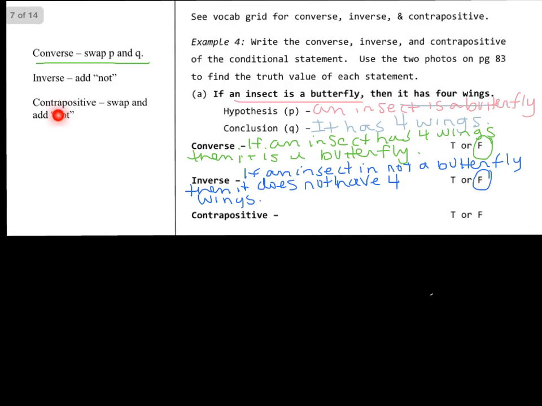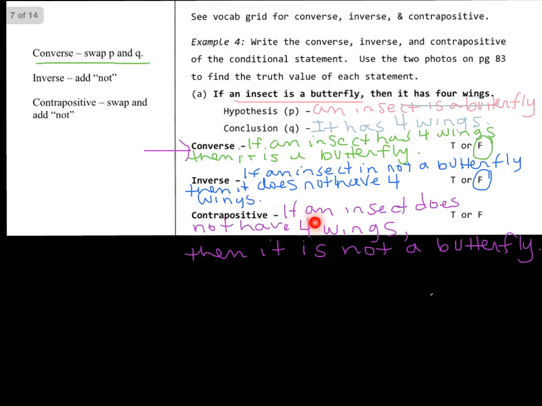Now, the last one, to write your contrapositive, you're going to swap P and Q, and you're going to use the word not. So for my contrapositive, if an insect does not have 4 wings, then it is not a butterfly. So I'm basically taking my converse and I'm putting the word not into it. So if an insect does not have 4 wings, then it is not a butterfly. So is that a true or false statement? Well, a butterfly must have 4 wings, so we know that that must be true.